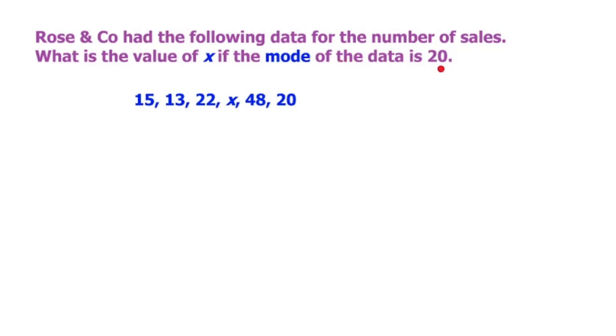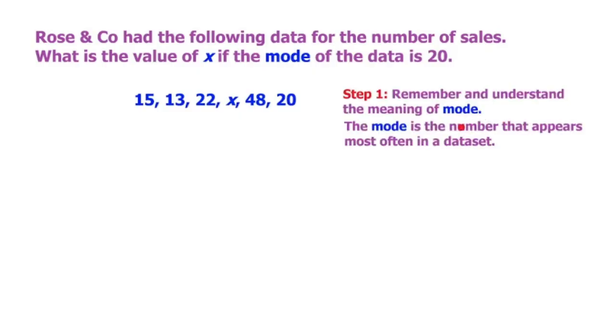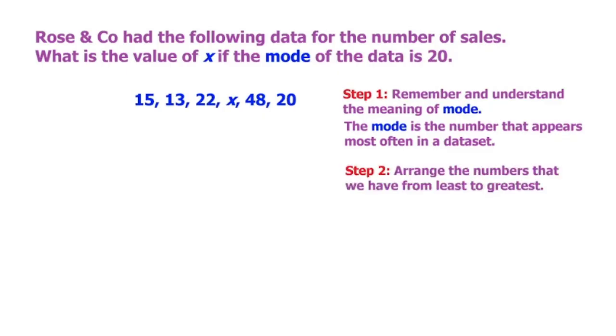So you need to find this missing number to make it true that this data set will have a mode of 20. So remember and understand the meaning of mode. The mode is the number that appears most often in a data set. Okay, so the number that appears most often.